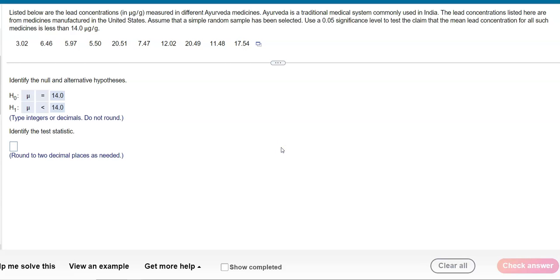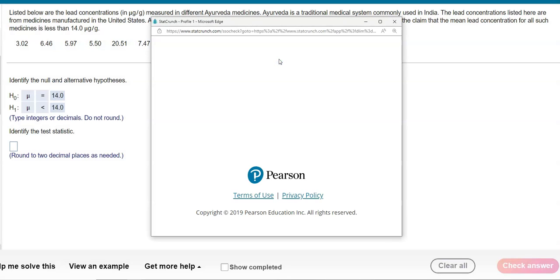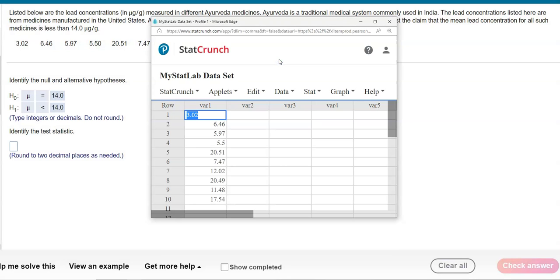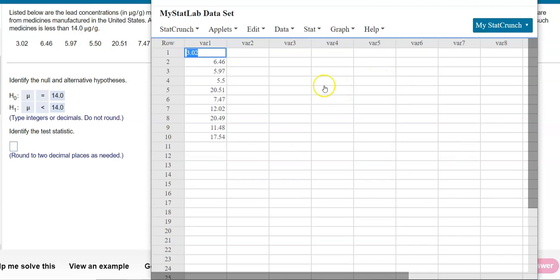Now we need to identify the test statistic. Notice they gave us some raw data here. So we can use StatCrunch to find these numbers for us, but first we need to open this data in StatCrunch. We can do that by clicking on this little blue box that's right next to the data and selecting Open in StatCrunch. Now that this is open, let's see if we can make this a little bit bigger. Now we can go ahead and perform our test.